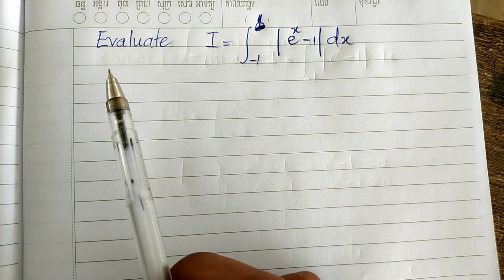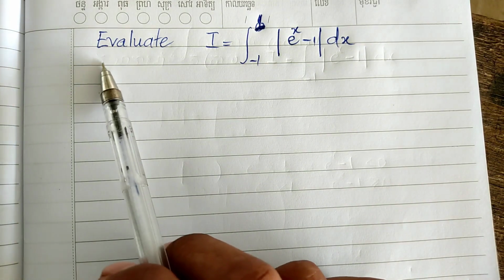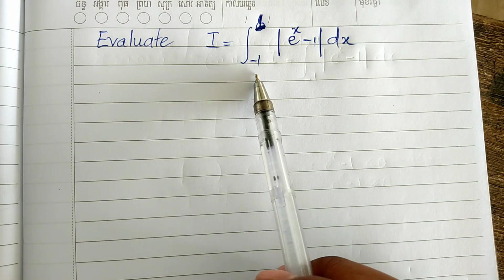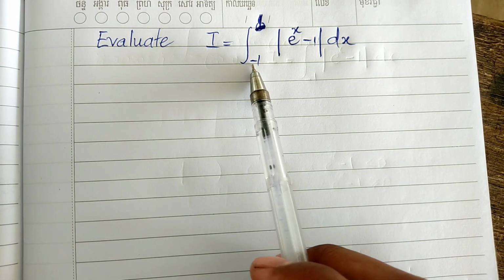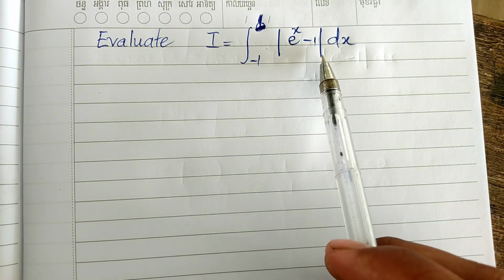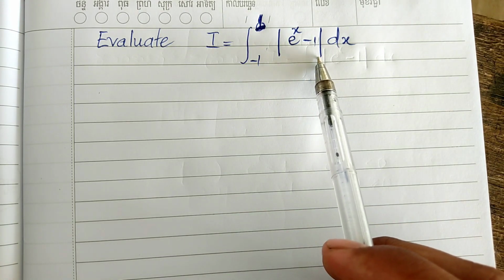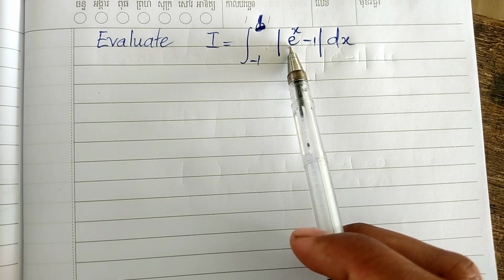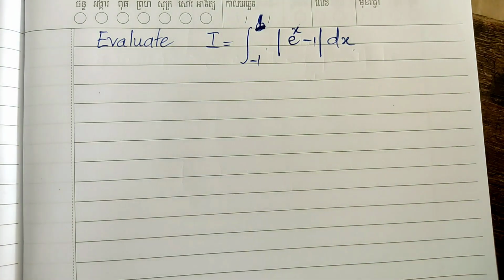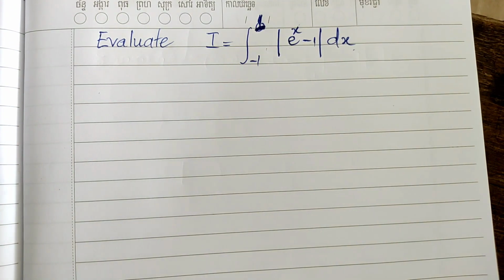Today I have one exercise on paper. Evaluate E equal to the integral from -1 to 1 of the absolute value of e^h minus 1 dh. Do you know how to solve this? If you know, please do it.